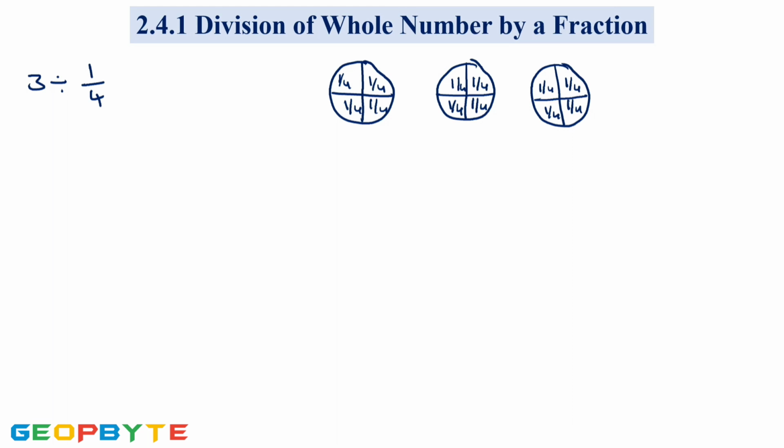So we can also find 3 divided by 1 by 4, which equals 3 into the reciprocal of 1 by 4. The reciprocal of 1 by 4 is 4 by 1, which equals 3 into 4, which is 3 fours are 12. So the result of 3 divided by 1 by 4 is 12.